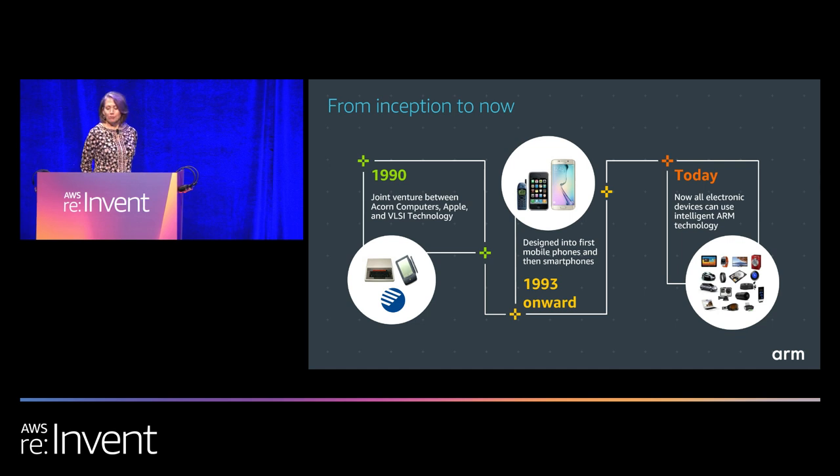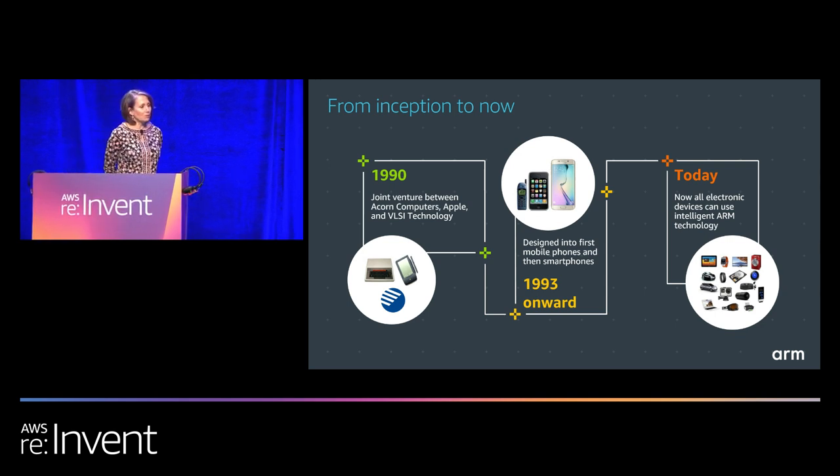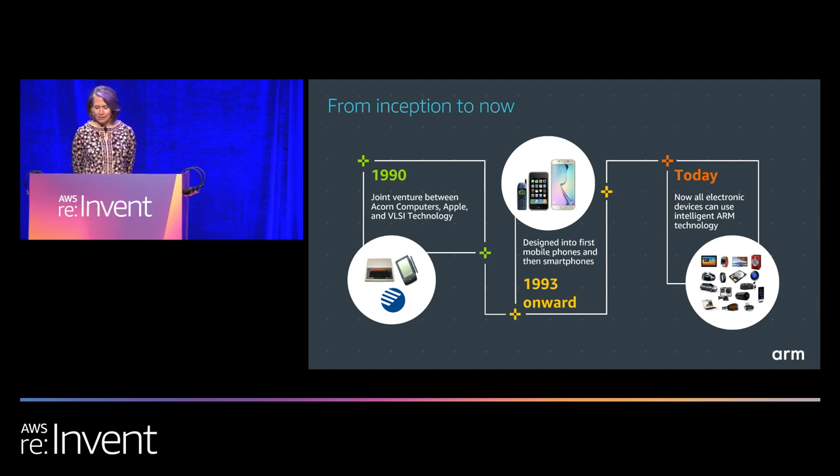ARM has a long history with IP design and IP development and electronic design. We began almost 30 years ago as a joint venture between Acorn Computers, what we were known at the time, Apple, and VLSI Technology. In the early 1990s, it was the first time that our IP was designed into mobile devices, and then ultimately we jumped onto the smartphone revolution, and we've been working in that environment ever since.